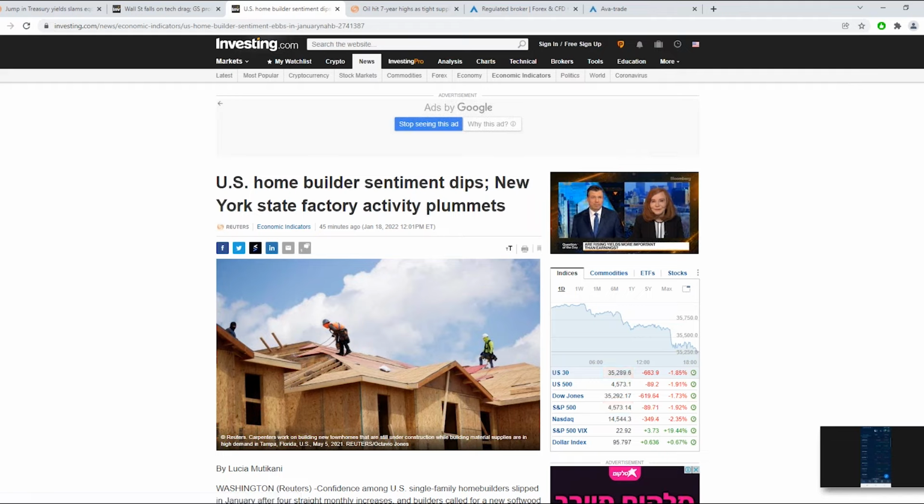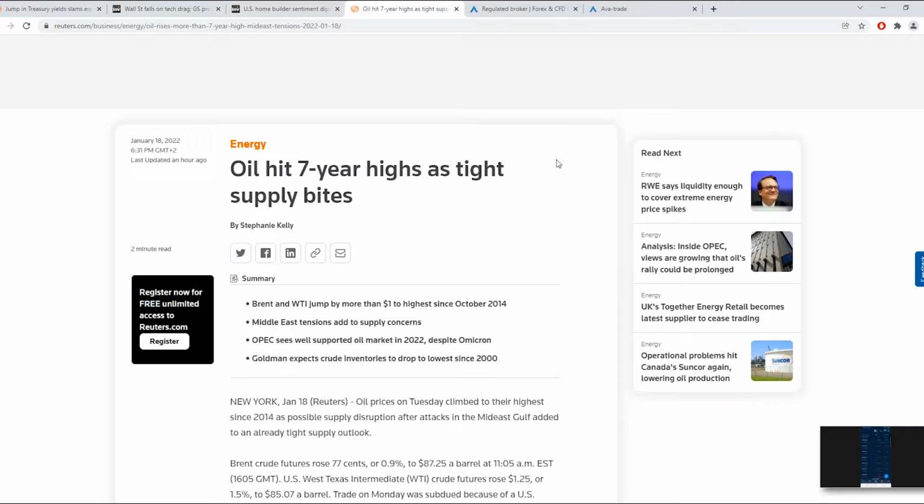Okay, if home builder sentiment is down, maybe the prices went too high too fast, right? And if factory activity has plummeted, as this headline says, in New York, well, that's also a sign that maybe people are buying less things with all these high prices. And eventually the prices will price people out, and they just can't afford things if the inflation stays high for so long like it has. And so we're starting to see some negative headlines here, and boy, that's no good.